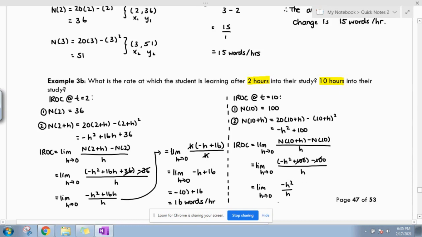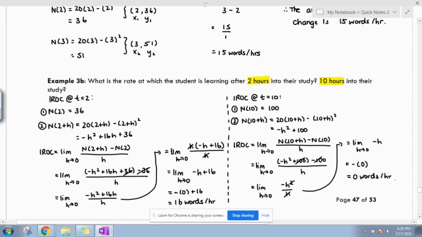Again, in this particular case, it's actually a little bit easier. I notice that, hey, I can cancel out the square there and the h at the bottom. So I'm left with the following instead. As h approaches 0, I've got negative h. Now I'm going to plug in 0, and that just gives me 0. So in this particular case, the instantaneous rate of change for a student learning their words at 10 hours is 0 words per hour. And there we go.